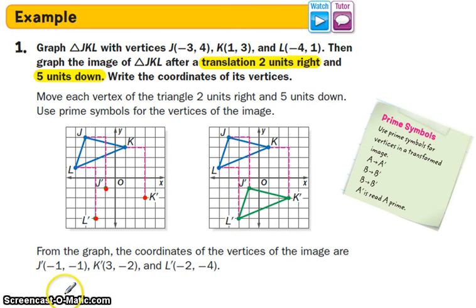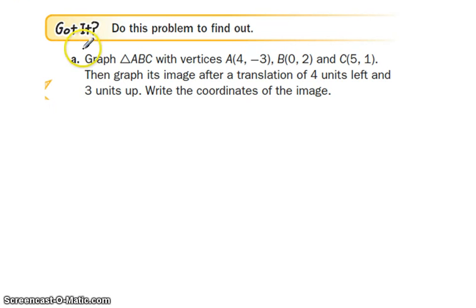So that's how you read that. Your new image is called the prime image. Let's try one here. Okay? Your got it problem. It says graph triangle ABC.